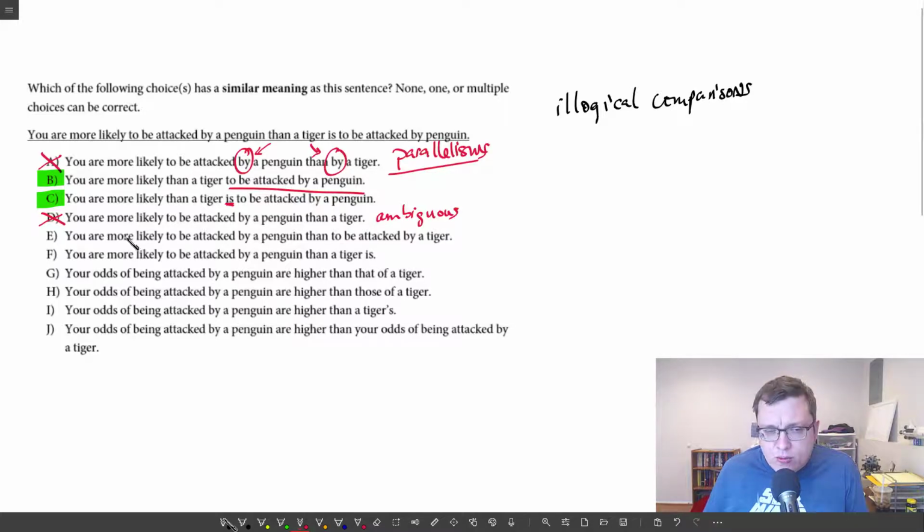How about E? You are more likely to be attacked by a penguin than to be attacked by a tiger. So this is along the lines of choice A, again, comparing your likelihood of being attacked by a penguin or a tiger.